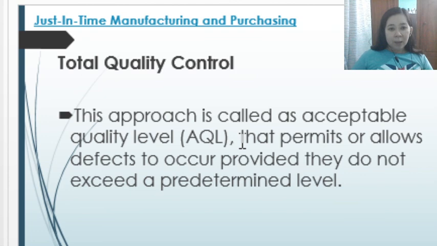So here, management can also set a limit when it comes to defects, because we all know that we cannot totally eliminate defects, but we can avoid or minimize them. But the occurrence of these defects should be within the acceptable range and minimum level. So that's how total quality control is, under just-in-time manufacturing and purchasing.